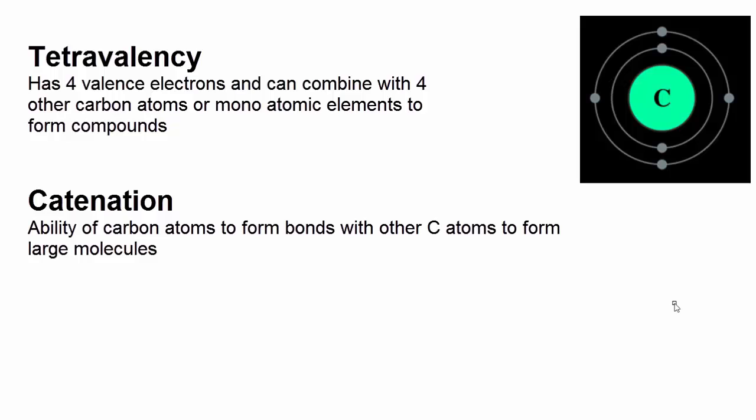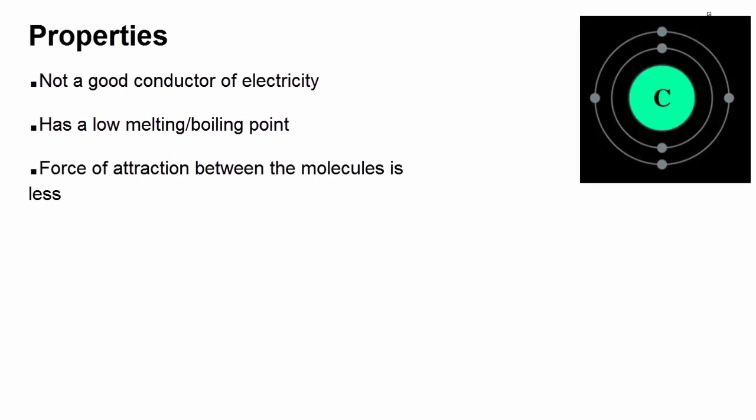Alright, now let's go over some properties of carbon compounds. First of all, they're poor conductors of electricity. A good example of this is diamond. Now it's not a very good conductor of electricity, is it? Next, compounds have low boiling points or melting points. Hence, we can understand that the force of attraction is less between the molecules.